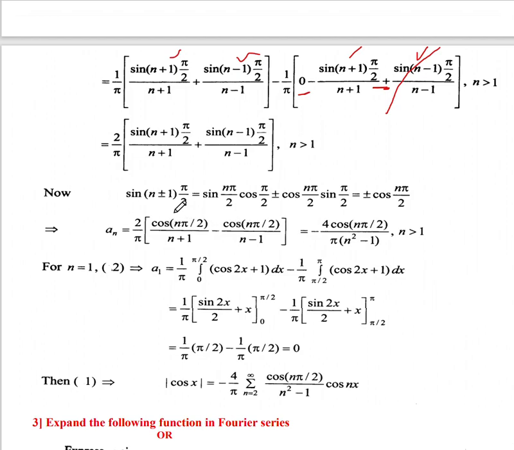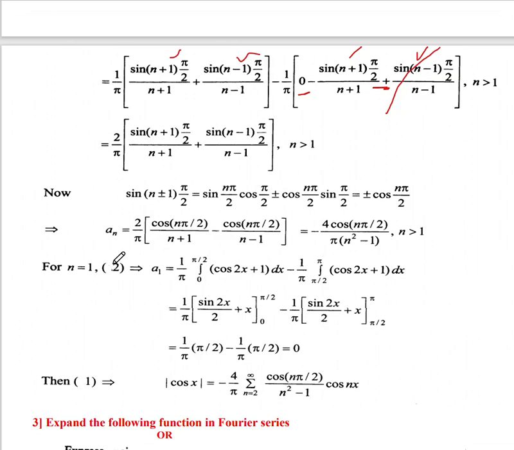So here, sin((n+1)π/2) becomes cos(nπ/2). So here 2 upon π times cos(nπ/2), and for (n−1)π/2, that is minus cos(nπ/2), divided by n−1. This is the first term. So taking the cross multiplication, you will get minus 4 cos(nπ/2) divided by π(n² − 1) for n greater than 1. Okay, so this is the value of a_n.